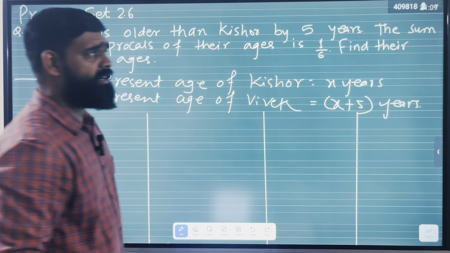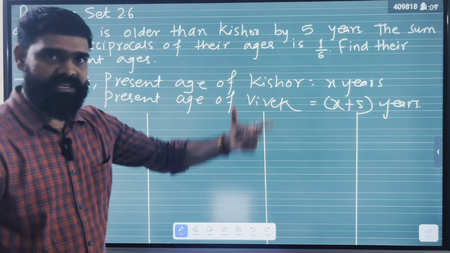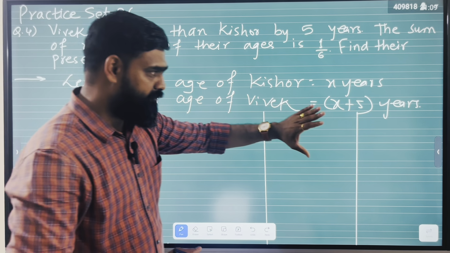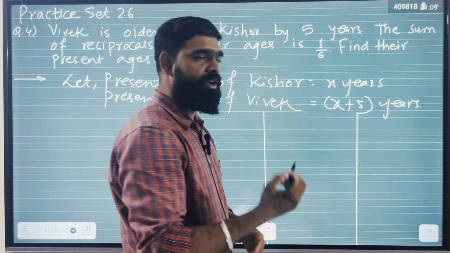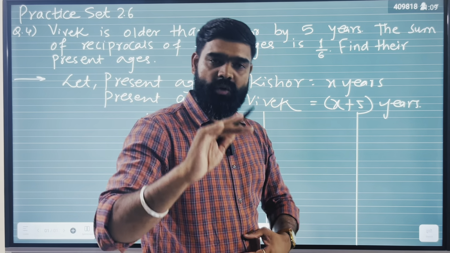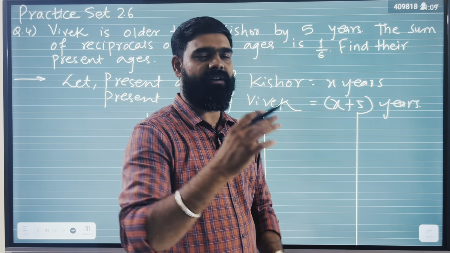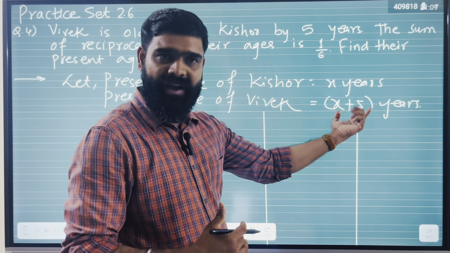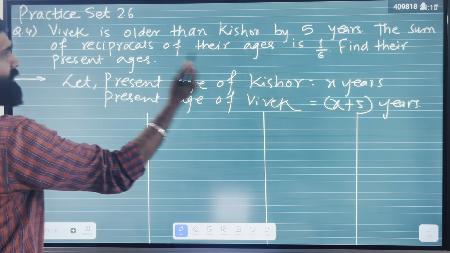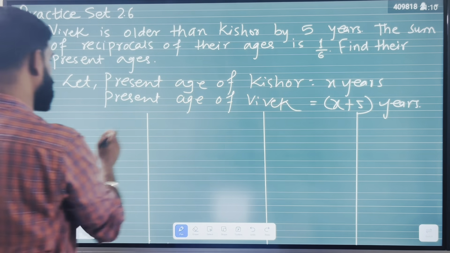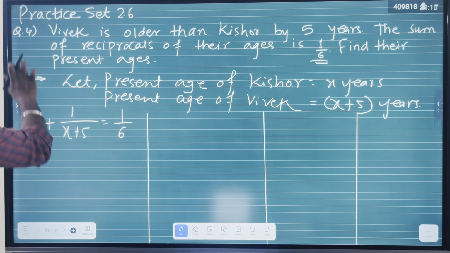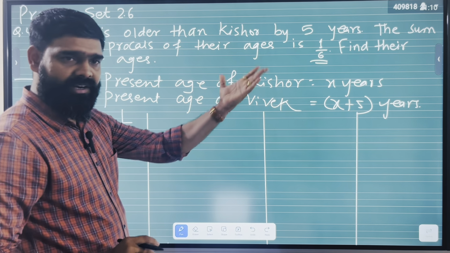And according to the condition, the sum of the reciprocals of their ages. Reciprocal means what? We have to interchange the numerator and denominator of the value, that is reciprocal. So in this case we have x here, so by default x by 1 is there. So if we do the reciprocal of x, that will become 1 by x, and similarly 1 by x plus 5. So we have to add this because in our question the condition is the sum of their reciprocals. So 1 by x plus 1 by x plus 5 is equal to 1 by 6 is given. So this is the condition, this is the equation by our given condition.